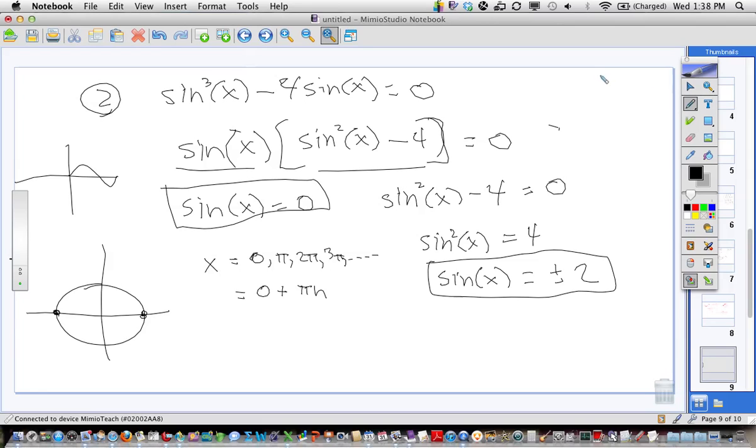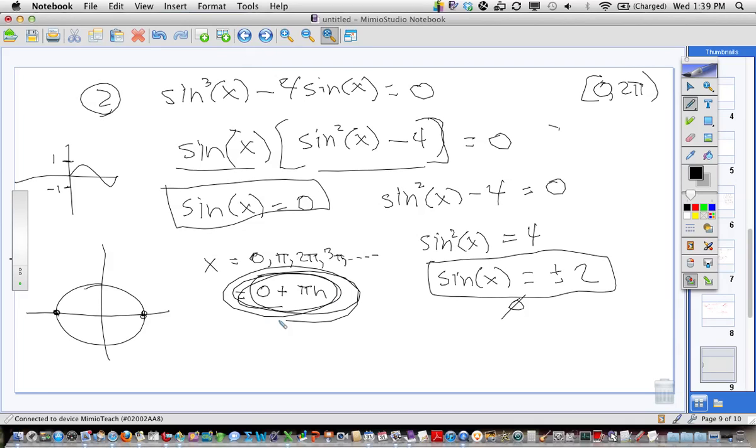Now, if the problem said from 0 to 2 pi, but don't include the 2 pi, which some of your problems do, we would have just stopped with 0 and pi. But on this one, number 2, it says for all x. So we want to have this. But now over here, when does sine x equal 2? Here's the sine graph. The sine graph never equals 2, or negative 2. So there's no solution to that piece. So it's just this right here. That's the whole solution right there.